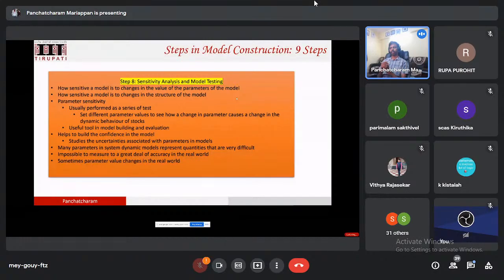There are many parameters in the system representing quantities that are very difficult to judge. For example, we saw some problems, but it is very difficult to quantify them. Sometimes it is impossible to measure them with a great deal of accuracy, and how close they are to the real one is difficult to measure. Sometimes the parameter value also changes in the real world. Today the interest rate may be different, and tomorrow it may be different.